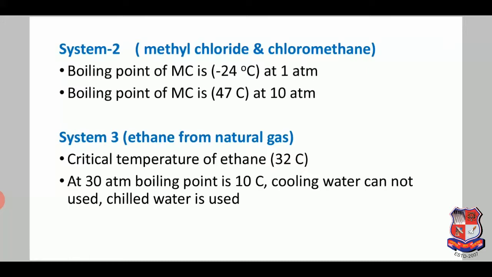So even at this much higher pressure we are not able to condense the ethane. So the option available is to go for some expensive cooling medium like chilled water, which is available at 4 to 5 degrees Celsius. So now this will be able to condense ethane vapor from natural gas.